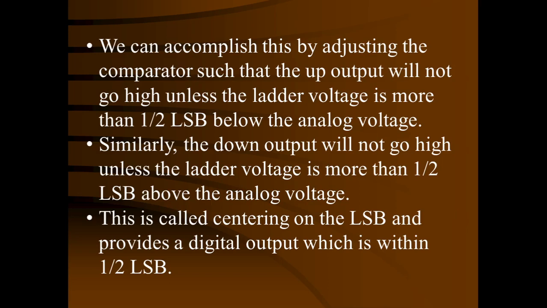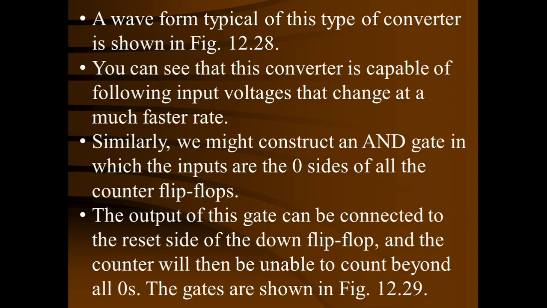That means if the reference voltage is lower than the analog input voltage by 50%, the count up line output is not going to be high, and similarly if the reference voltage is more positive by 50%, then the count down line is not going to be high. A waveform typical of this type of converter is shown in figure 12.28. You can see that this converter is capable of following the input voltage that changes at a much faster rate.